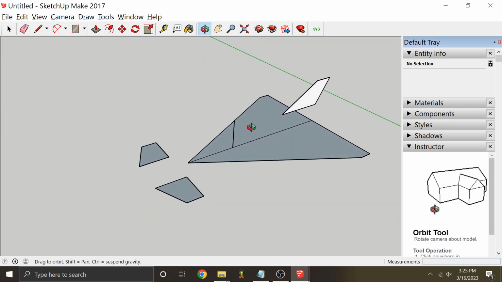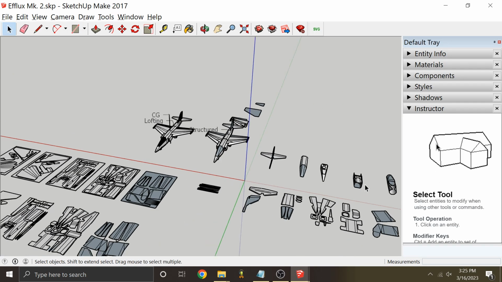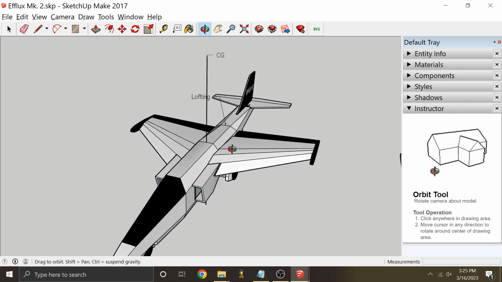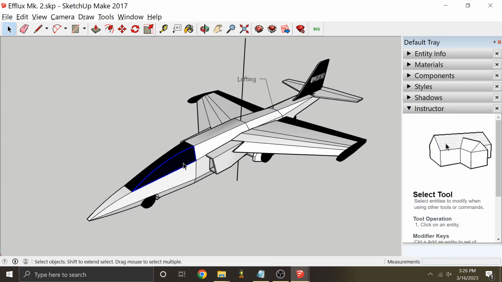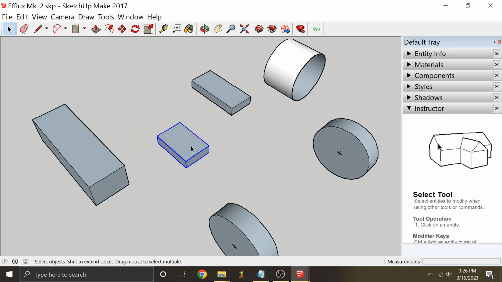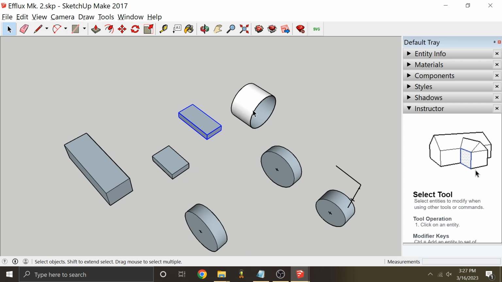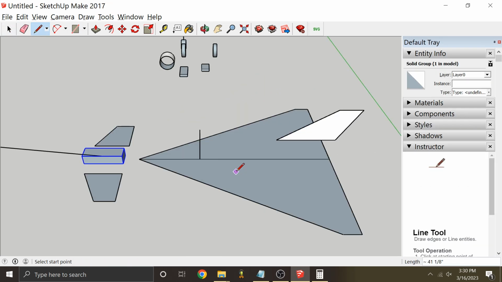The next thing we need to do is figure out where we need to place all the electronics components in here to get the CG in the correct location. So I actually have CAD models of the Efflux Mk II here, and I have CAD models of all the electronics inside it. So I'll just extract those right now: the battery, the flight controller, the ESC, the ducted fan, the main gear, and the nose gear.